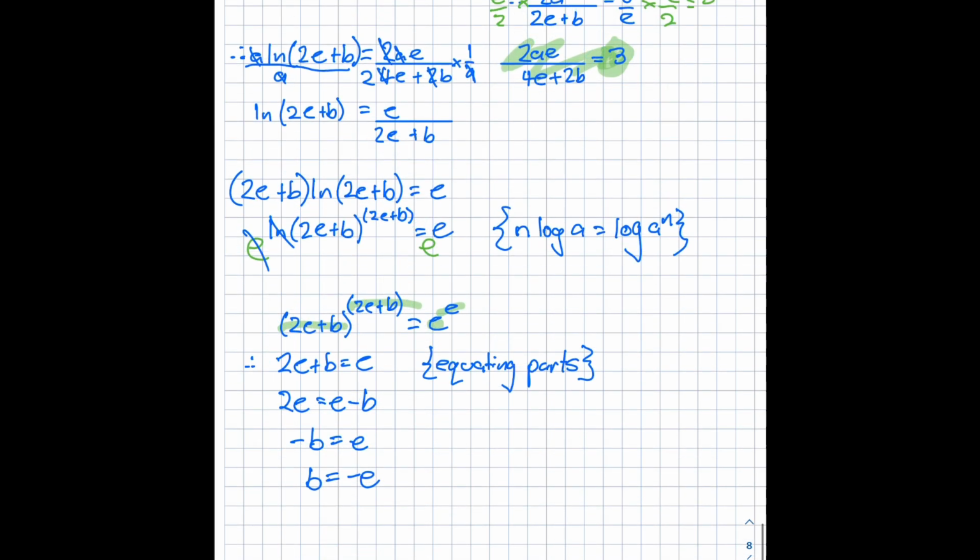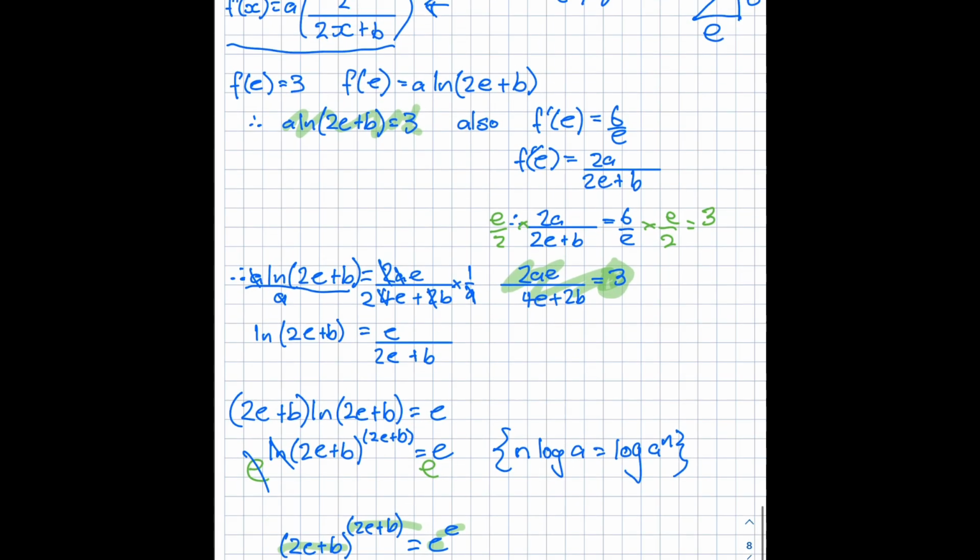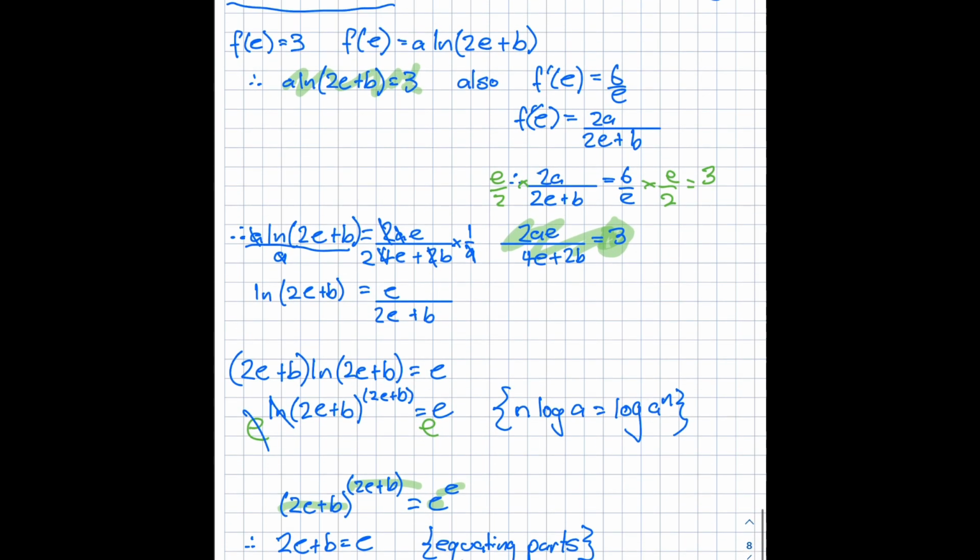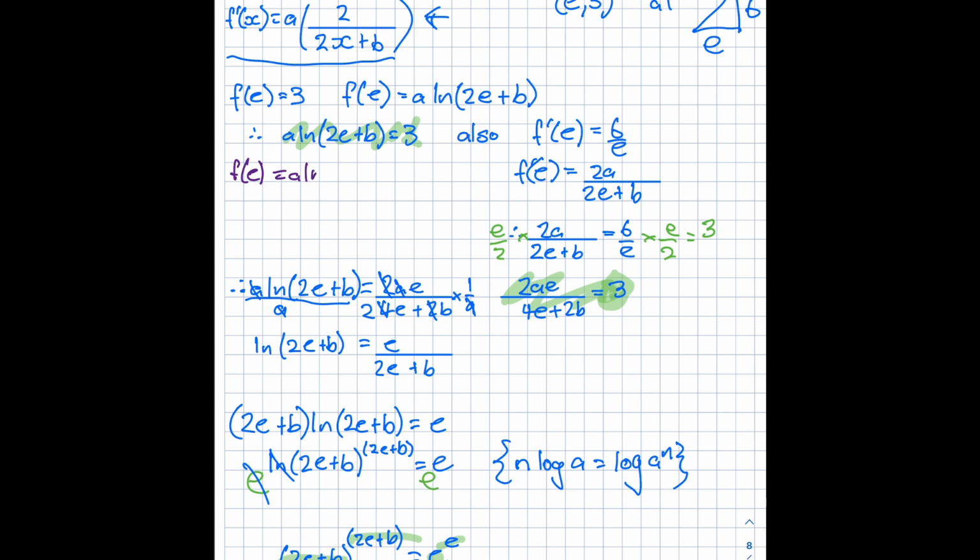Hang on a second. All right, so we've got b equals negative e, which if we think about it makes sense up here, because when we had f(e), it equaled 3, and this will be a ln 2e minus e equals 3. That's going to give us ln e times a equals 3. ln and e cancel out. We've actually got a equals 3.